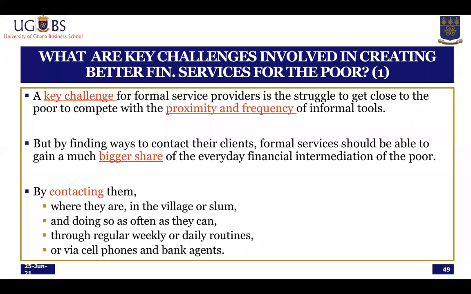Now, when it comes to formal service providers like the typical banks, one of the biggest struggles they have is getting close to the poor. So a key challenge for them is the struggle to get close to the poor to compete with the proximity and frequency of informal tools. So you see, when it comes to money lenders, you can go to the person in the morning and by afternoon the loan is ready. But when it comes to formal institutions, they have to do a lot of due diligence before they give you.